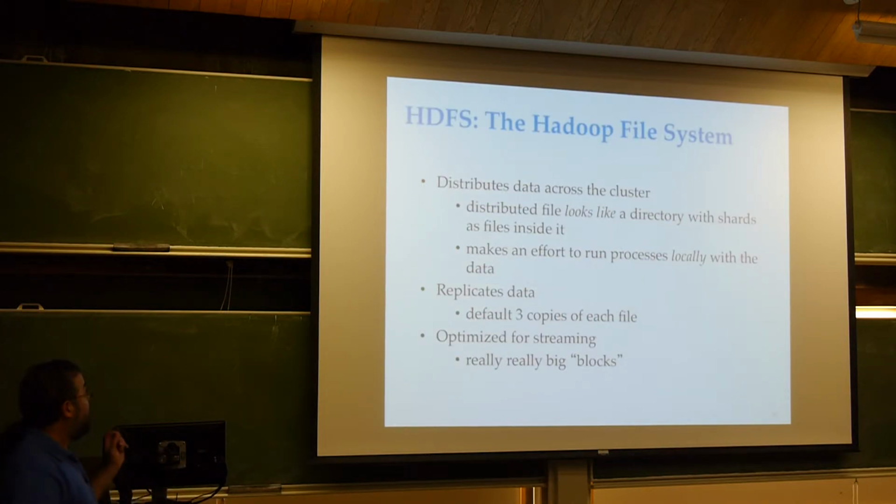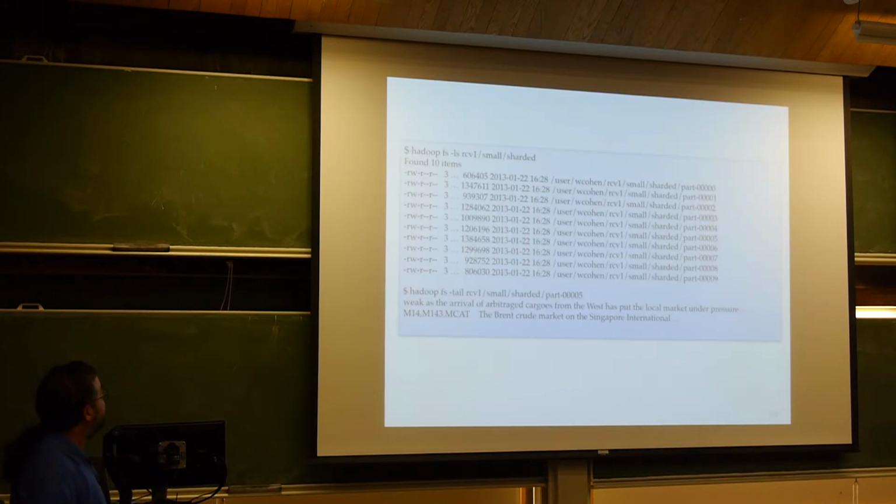So when you have a file that's been sharded, it looks like a directory with the shards as different files inside that directory. So it looks like you've taken your original file and turned it into a directory name, and then there are several different things inside it. That's not really what it is. Here's a picture.